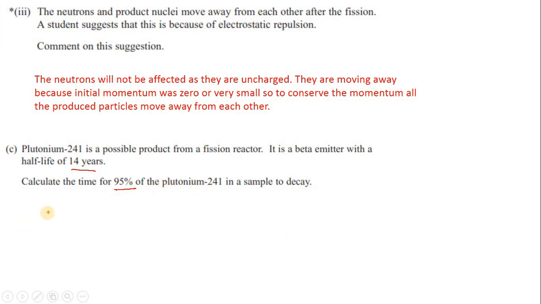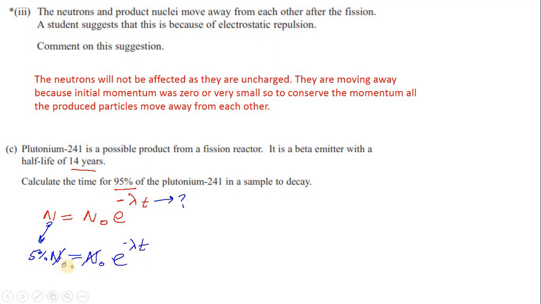The idea is N equals N naught e to the power minus lambda t, and we can figure out this t. N is the number of atoms that remain at time t. So don't be confused with this 95%: if 95% of particles have decayed, only 5% are left. So N is 5% of N naught, and N naught cancels.